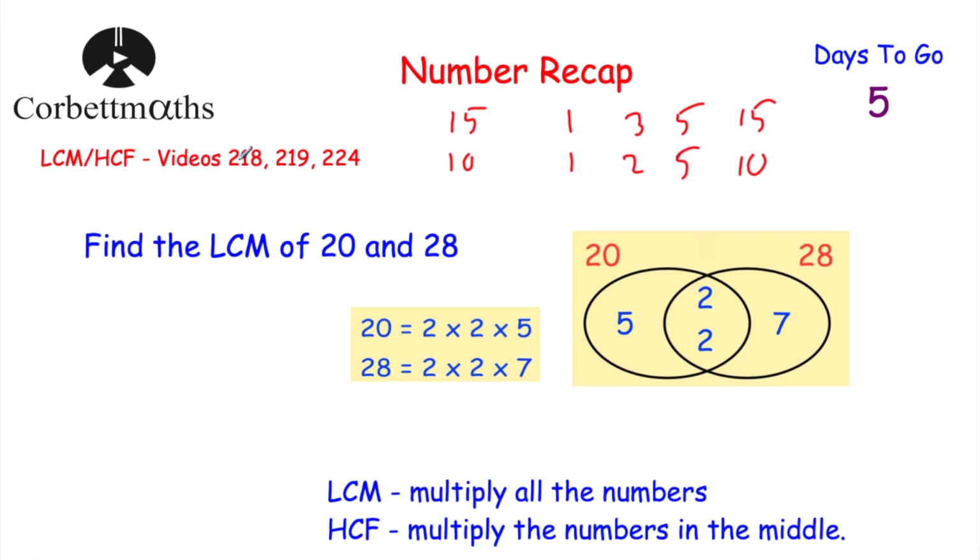And then we just look for the highest common factor. So 1's a common factor and 5's a common factor and 5's the highest one. So the highest common factor of 15 and 10 would be 5. That's the largest number they're both divisible by without any remainders.